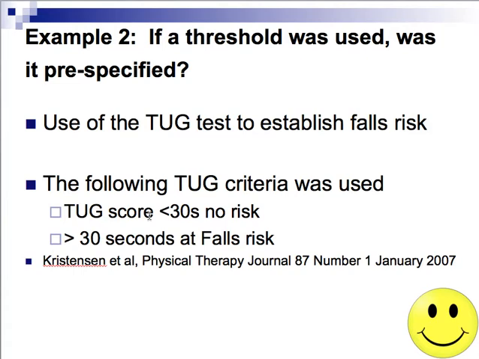And so if it's pre-specified, then that's good, and it gets a smiley face. In this example, in this article by Christensen from Physical Therapy, they predefined TUG scores of less than 30 seconds as no risk, so they're faster, more able, and higher than 30 seconds as at falls risk. Because that predefined level was used, that strengthens the study and decreases the risk for bias.